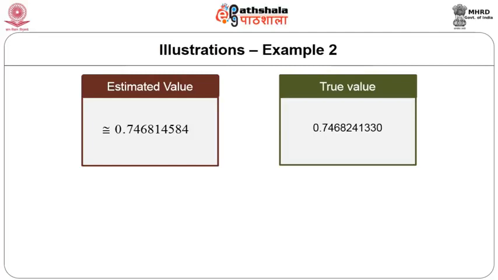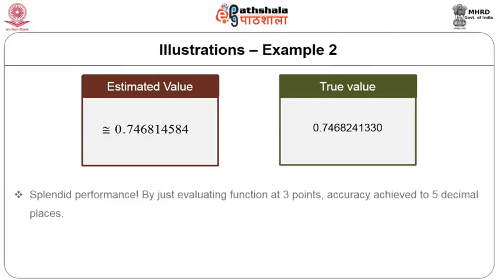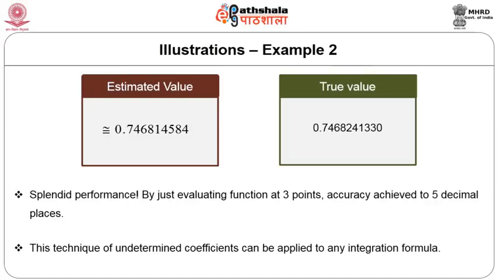0.746814584, where the true value is 0.7468241330, and so the answer obtained is correct to 5 decimal places. So, here see the performance of the Gauss quadrature formula has been splendid. Just finding the function at 3 points and summing by small rational coefficients, it gives us very high accuracy.